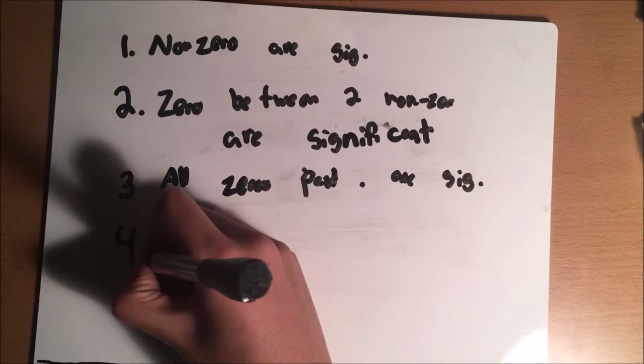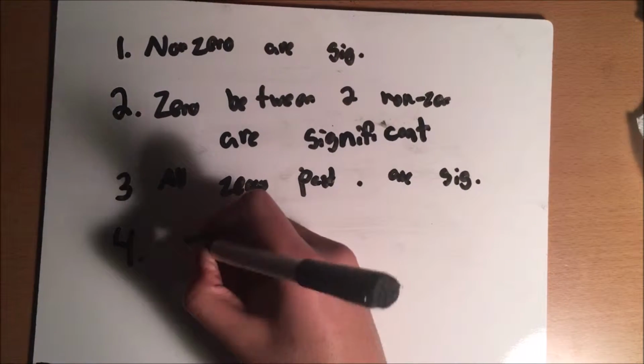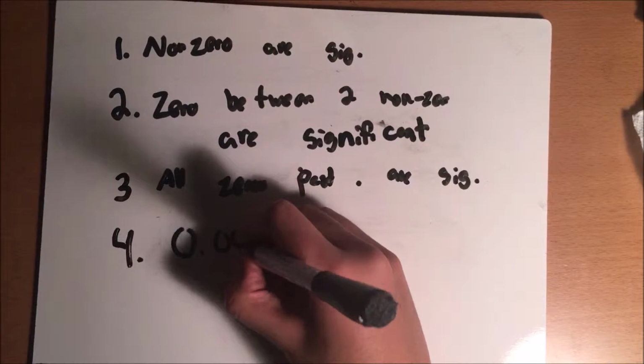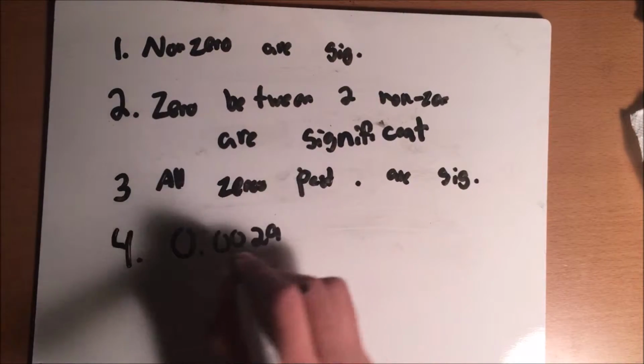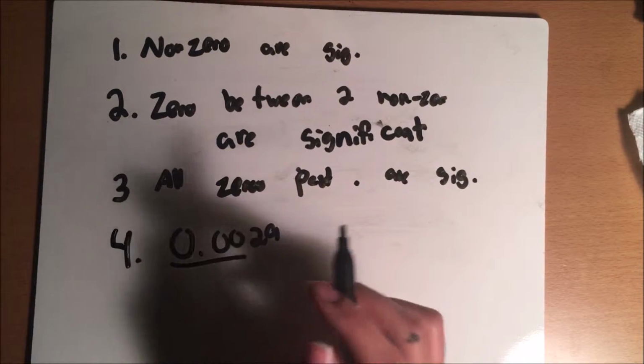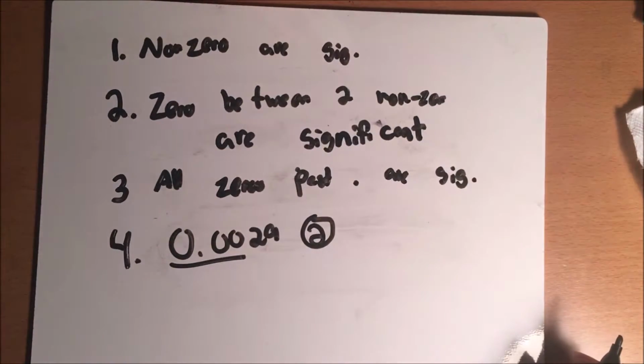The fourth rule is that all zeros in front of numbers are not significant. So in the number 0.0029, these 3 zeros, because they're in front of these 2 numbers, are not significant. So this only has 2 significant figures.